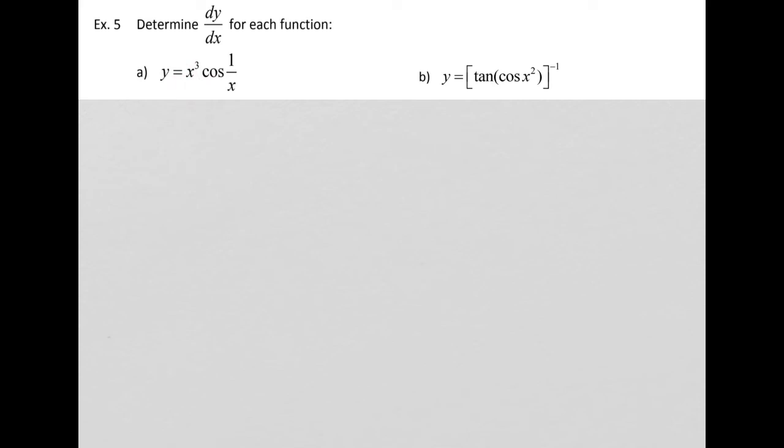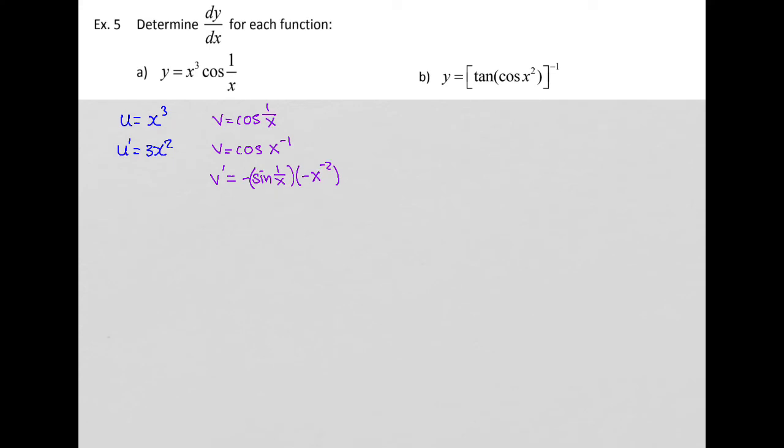So let's define them. u is x cubed. So I know my u prime will be 3x squared. My v will be cosine 1 over x. So I will write cosine x to the exponent -1. So my v prime, differentiation of cosine will become negative sine. And copy down the angle, doesn't change. And differentiation of the angle will become negative x to the exponent -2.